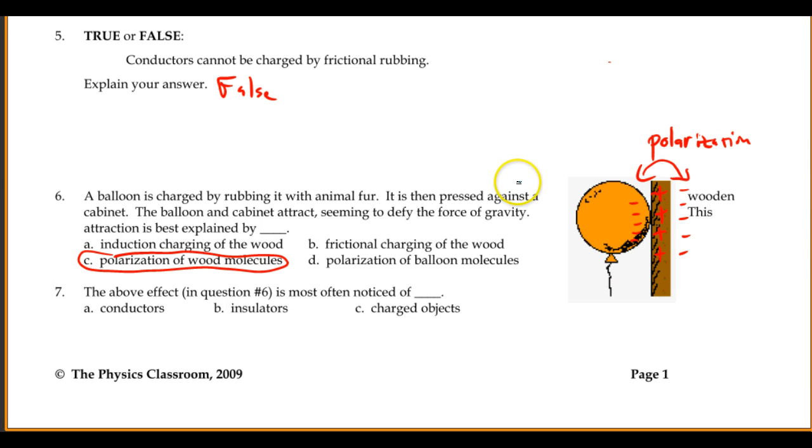That effect of being able to polarize is most often noticed in conductors. Conductors are very good at polarization because not only can you polarize the atoms at the surface, you can actually get electrons to move to the other side of the material. It does happen in insulators, but it's not as thorough, and it's definitely not as common.